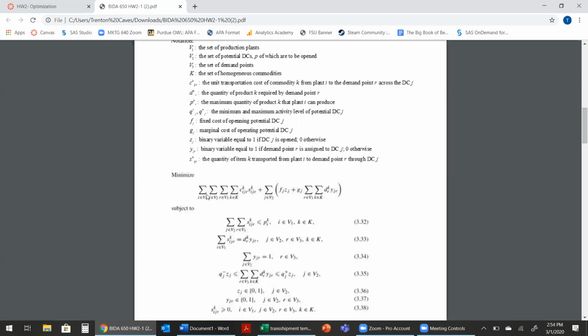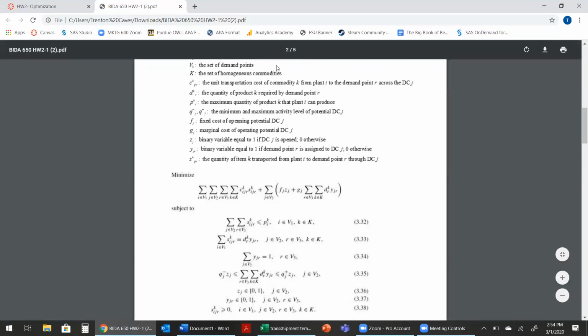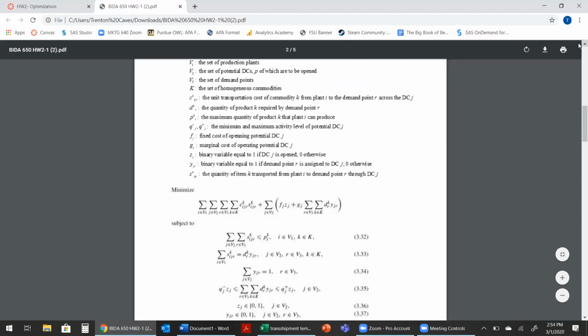So for example, your very first variable in your minimize objective function is the sum i subset V1. V1, if you look at the notation at the top, is the set of production plants. So the first thing that we're identifying is that, similar to the transshipment problem that we just finished, we're dealing with production out of a group of plants.